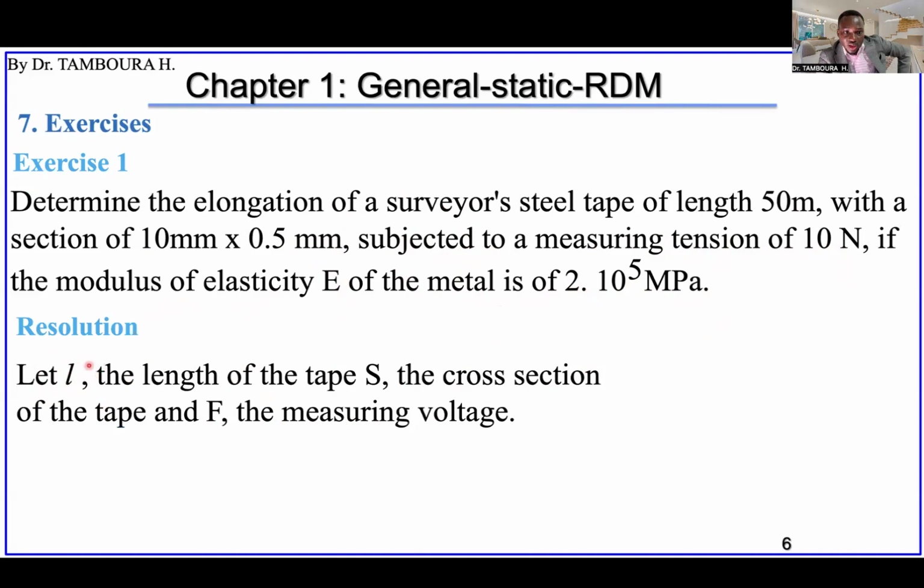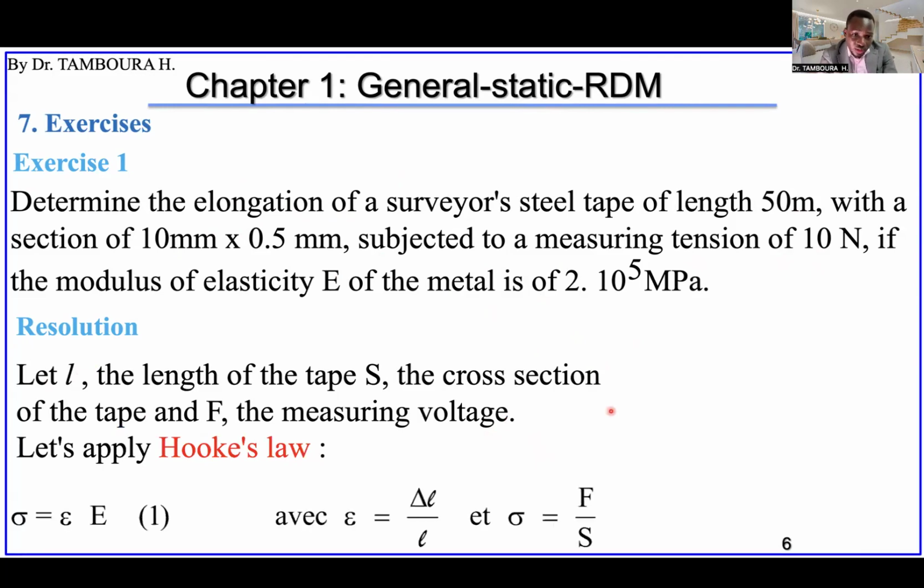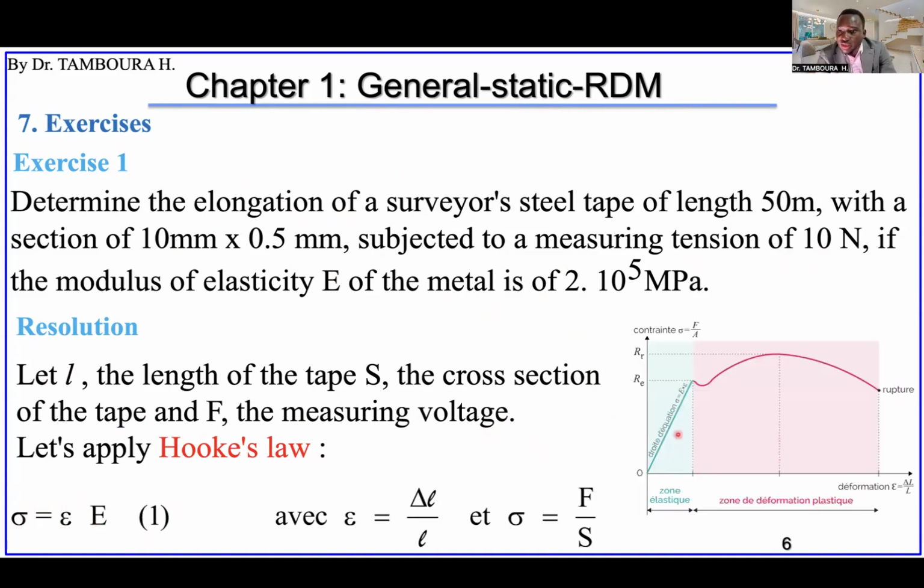The length L, the section S, the force acting on the structure is F, which is 10 Newton. So we are going to apply just Hooke's law and estimate the variation in the length. Elongation: what is the variation, the increment in the length? That's what we want. So Hooke's law is given by this formula, and we explained this, I think, in the previous video. You can see it here.